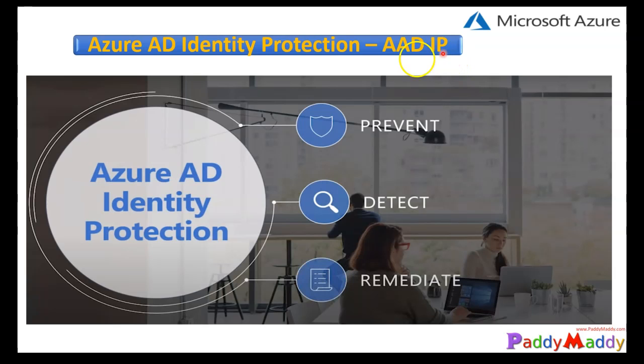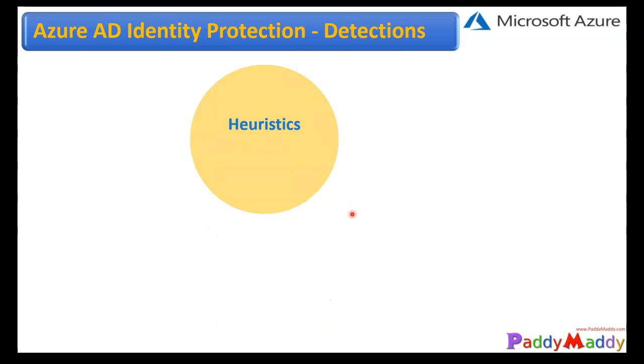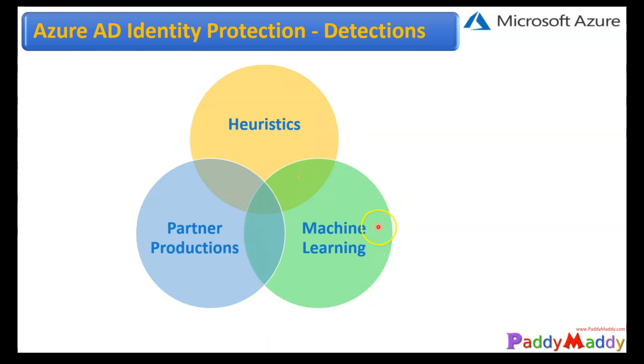Azure Identity Protection is an administrator's toolbox to prevent and detect risky users within your organization, and it is also used for remediation. It will closely monitor every logon activity for identity compromises using numerous detections. These detections range from heuristics and machine learning to detections that come from partner products.